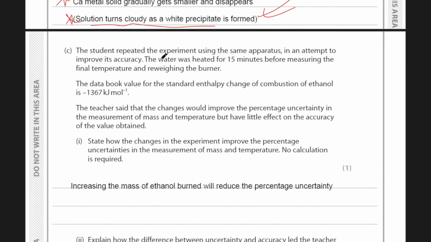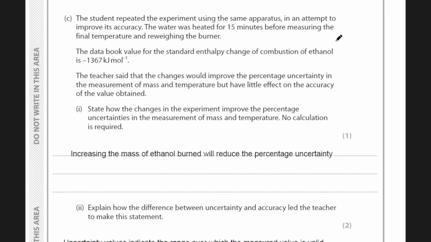The student then repeated the experiment using the same apparatus, and you can see they got different data book values. You can clearly see the data book value was this much, but they got a completely different value. So state how the changes in the experiment improve the percentage uncertainties in the measurement of mass and temperature.